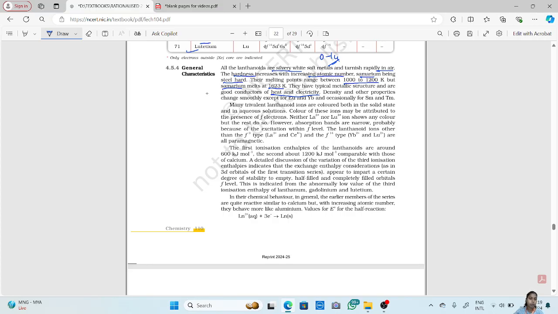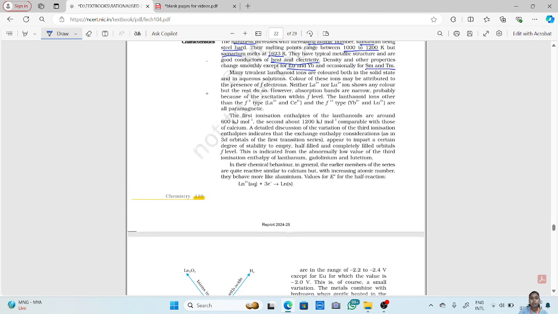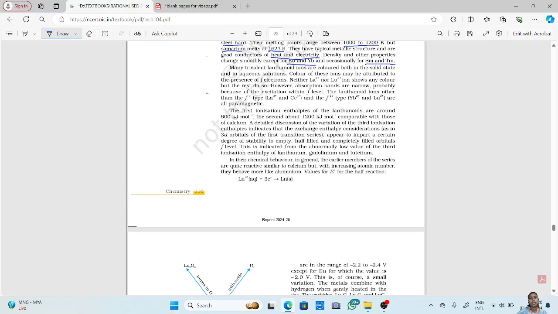Now, density and other properties change smoothly except for europium and ytterbium and occasionally for samarium and thulium. So their density and other properties change smoothly, except for these four elements. Mainly, trivalent lanthanide ions are colored both in the solid state and in the aqueous state. Since you know that lanthanides follow a common oxidation state of plus 3, that is, a trivalent lanthanide ion, these ions show color, in both the solid state as well as in aqueous solution.